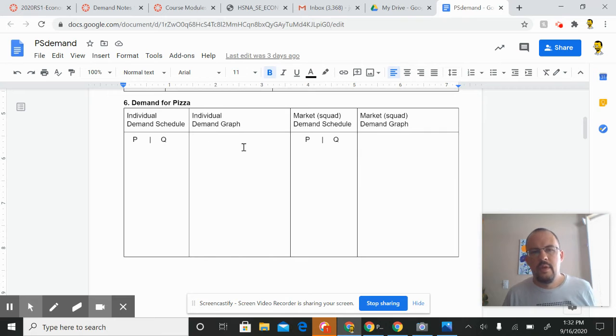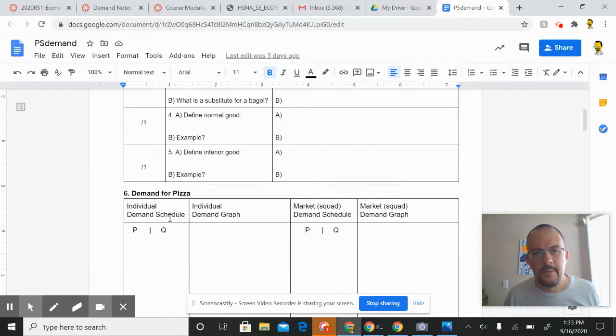Okay, so you have a demand schedule, which is like the T table, and then you have a graph. For your graph, you need price, quantity, title, and then graph the numbers. Okay, for individual demand schedule, you'll just make your own. So you'll say like at 50 cents, at $1, at $1.50, at $2, how many slices of pizza do you want? Okay.